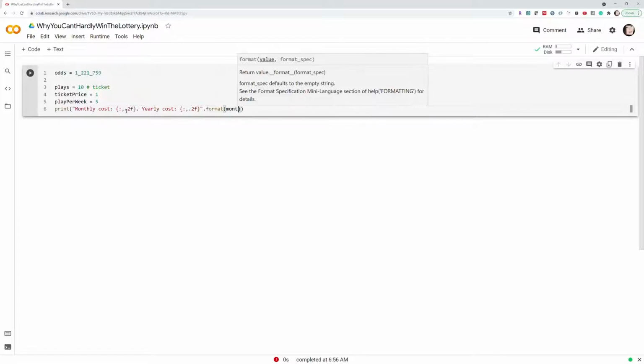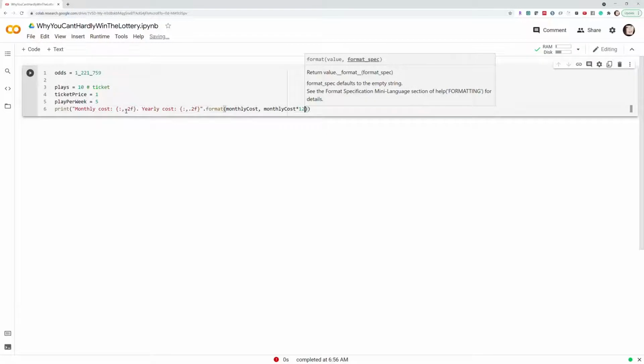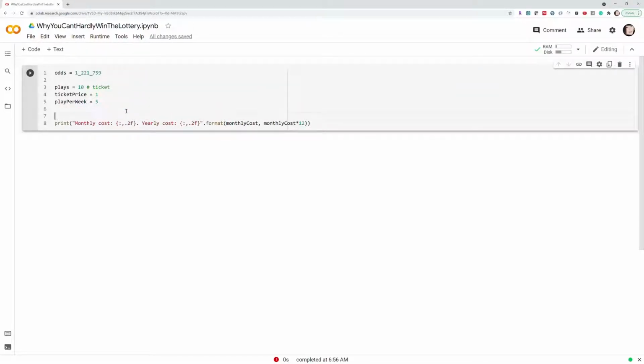Here, I'm gonna put down the yearly cost and the monthly cost. Okay, so we have monthly cost, and then monthly cost multiplied by 12. Now to find the monthly cost, think about this. Monthly cost is going to be equal to the number of plays per week multiplied by 4 weeks per month, multiplied by the tickets you purchase and by the price you pay per ticket. So that is how much it's going to cost you.